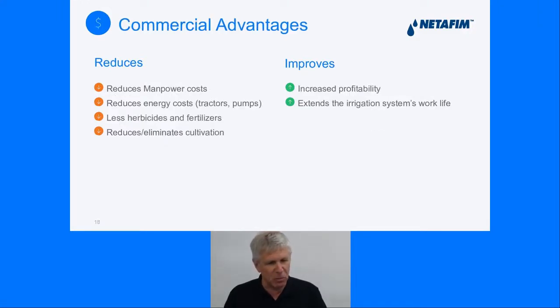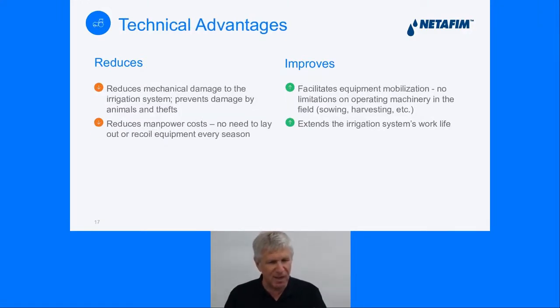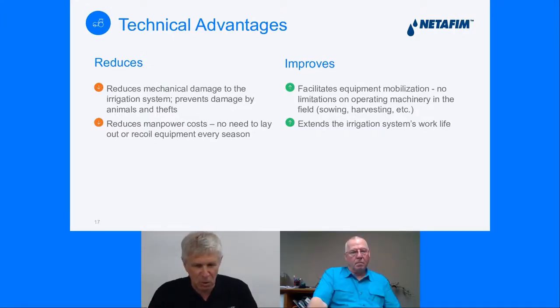Okay, let's move to technical advantage. Technical advantage: reduce mechanical damage to the irrigation system, prevent damage by animals and thieves. You don't see the irrigation system. Reduce manpower cost. We spoke about it. You install it once and that's it. You don't deal with it. We already spoke about it before, so I'm moving to the other item.